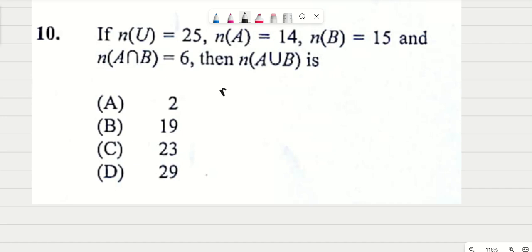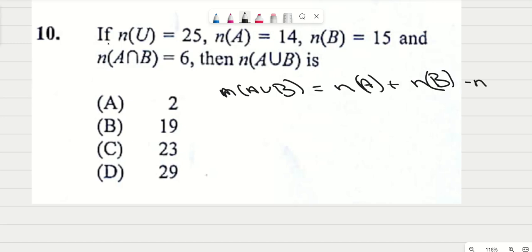This is the number of elements for A union B is equal to the number of elements for A. Please remember this, plus the number of elements for B minus the number of elements for A intersect B. Meaning, what do A and B have in common? And if we put that, they told you the number of elements in A is 14 plus 15 minus the intersection is 6. That would give you A union B.